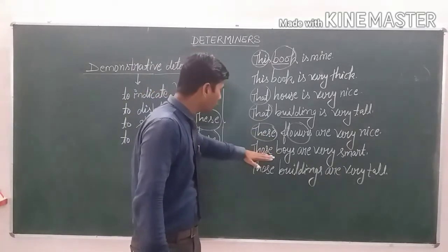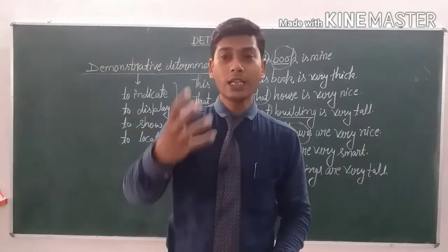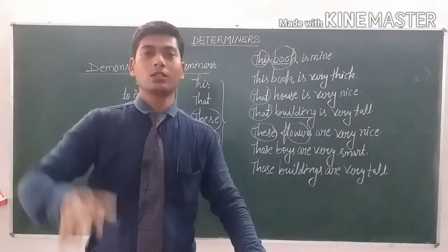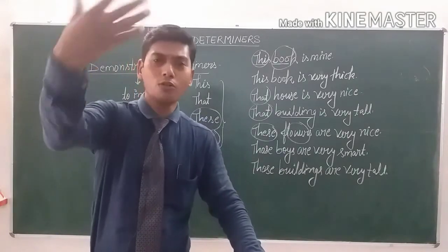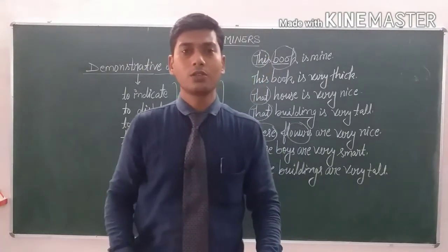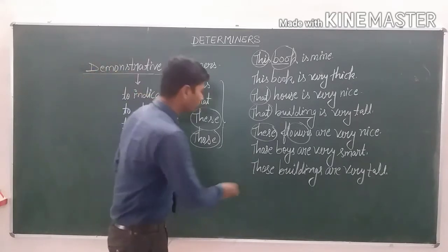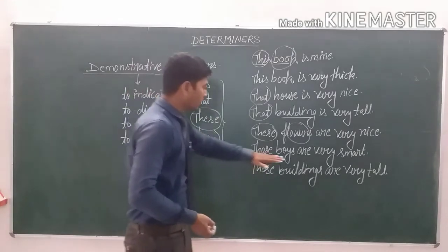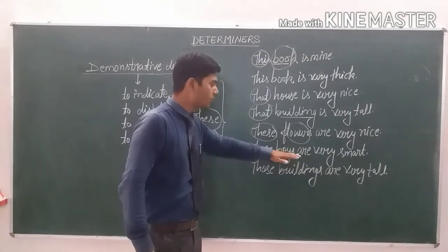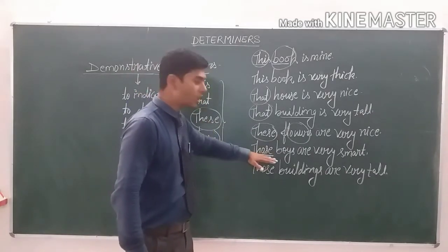Next sentence, those boys are very smart. It means those boys are not near to me, they are standing outside, far away from me, from the speaker, reader. In that sense, it is very compulsory to use those. And this word is also in the plural form, so it is very necessary to use here those.